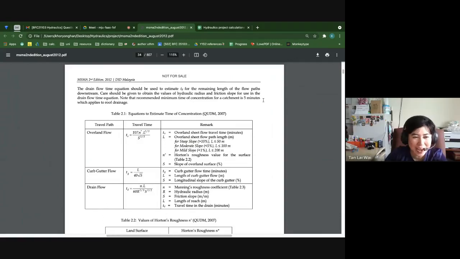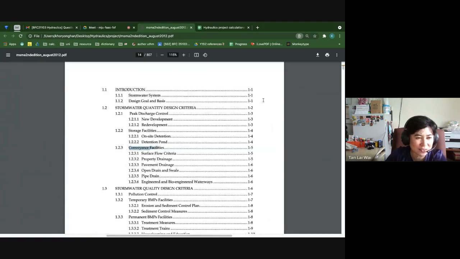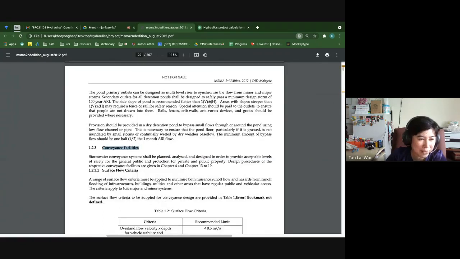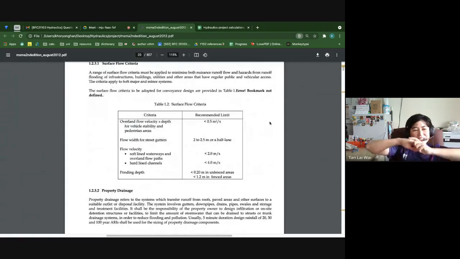Okay, now I need you to find another page. You can search for conveyance facilities. Try conveyance facilities. Next. Click next again. Okay, here. Could you go to that table, surface flow criteria? Now, here's the thing, look at this, it has this limit, flow velocity.